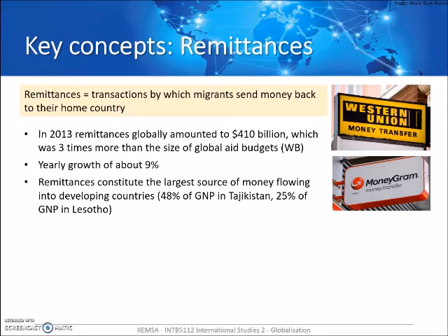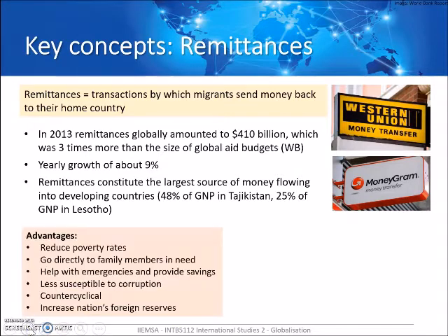Now, obviously, remittances have a lot of advantages, right? Some of them are that they specifically reduce poverty rates because it's a lot of money that comes back into a country. It is money that goes directly to family members in need. So it's not lost along the way. There's no detour, because it's money that goes straight away to family members that are back home.